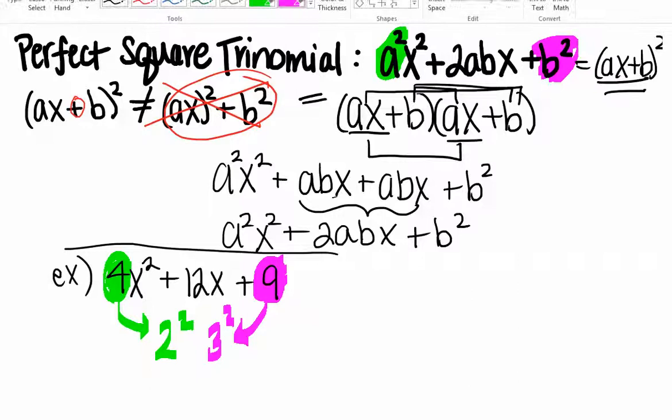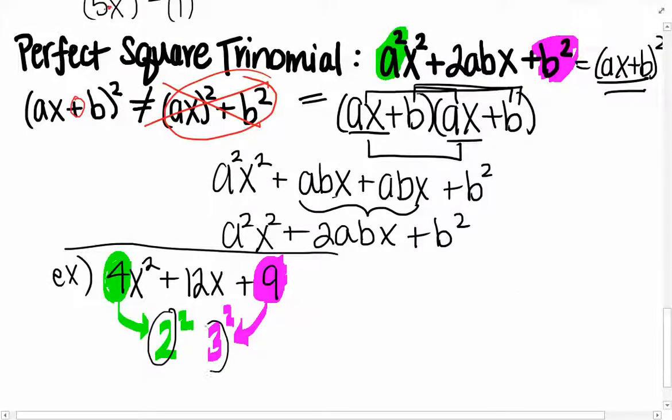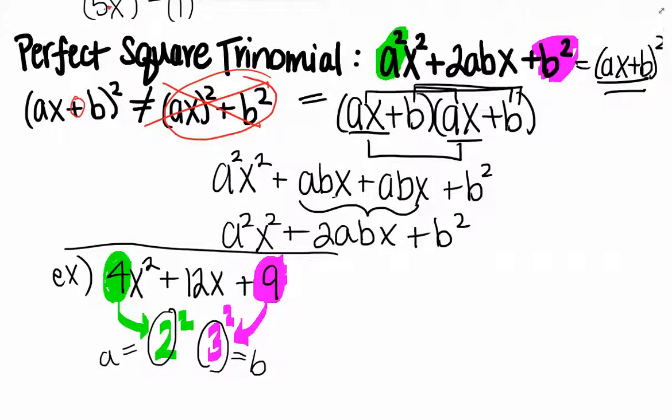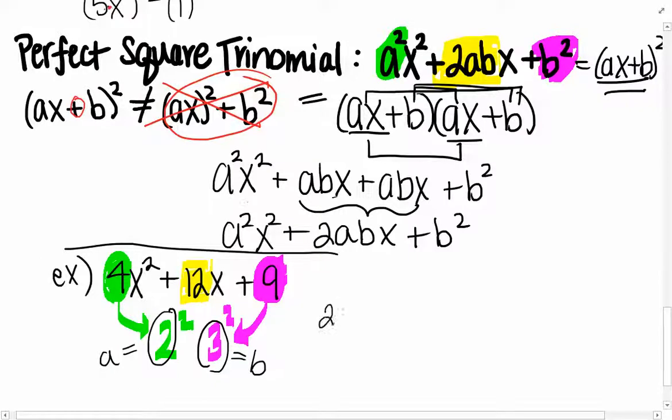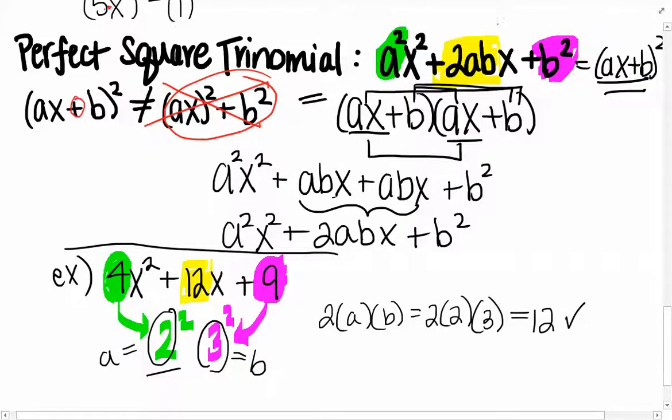So then you have to take these two numbers, the 2 and the 3. That's your a and that's your b. And then what you want to do is check if you have 2 times a times b as the coefficient of the x. So do we have the 12 here? Is that 2 times our a times our b? So let's check. 2 times our a times our b would be 2 times 2, that's our a, times 3. Is that 12? Yes, it is. So it works out that this is the correct form.